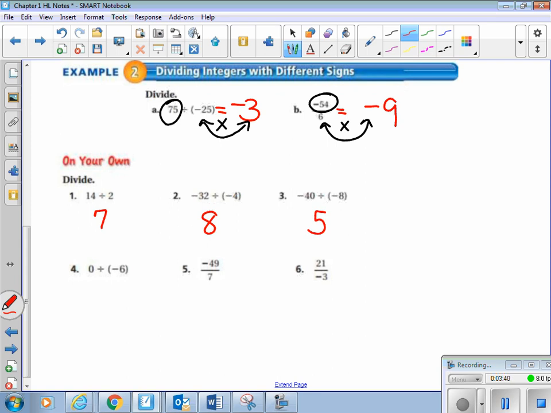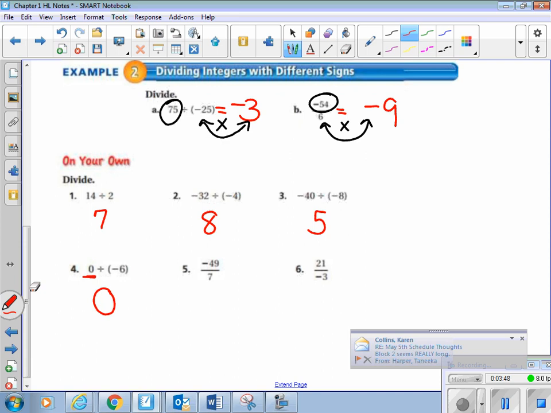Number 4, 0 divided by negative 6. Whenever you take 0 and divide it by anything, your answer is always 0. Even though my signs are different, 0 doesn't have a positive or negative sign. 0 is like your neutral position.